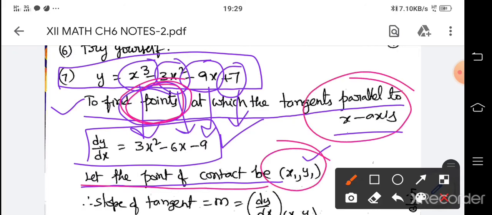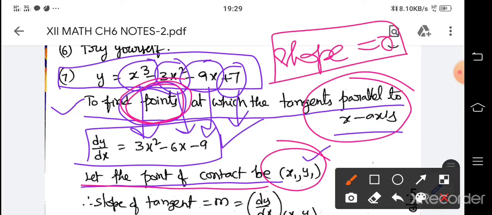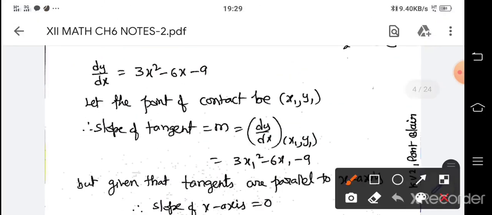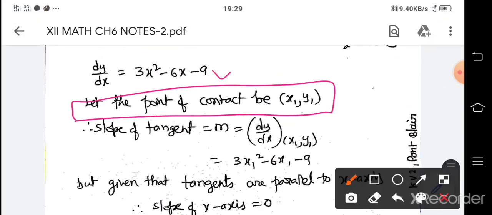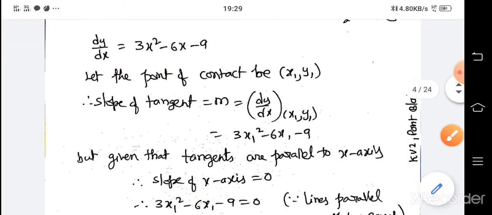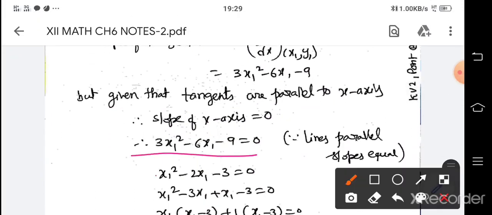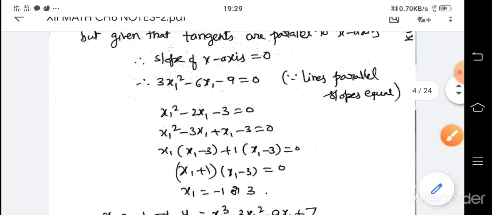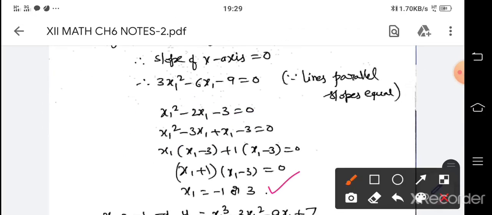Tangents parallel to x-axis means slope of tangent is given 0, because x-axis slope is 0. Right. So using this point of contact, using dy by dx, we find out the slope of the tangent as 3x1 square minus 6x1 minus 9. But given the tangents are parallel to x-axis, so slope of x-axis is 0. So equate this value with 0, then try to find out x1 value. By using quadratic factorization, I found the values of x1. If you look at it very carefully, you get it.